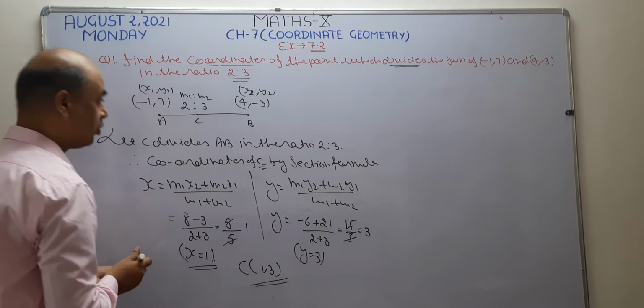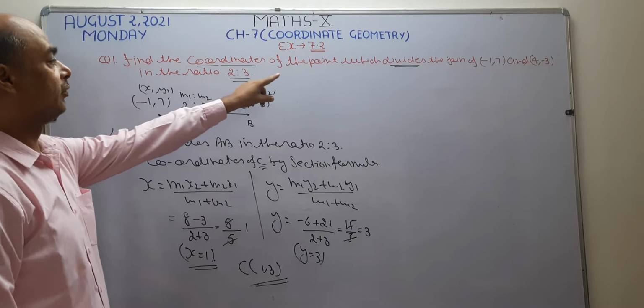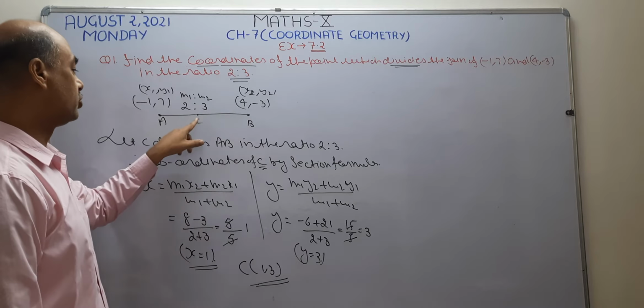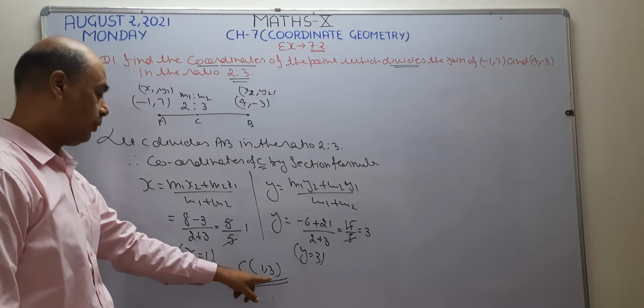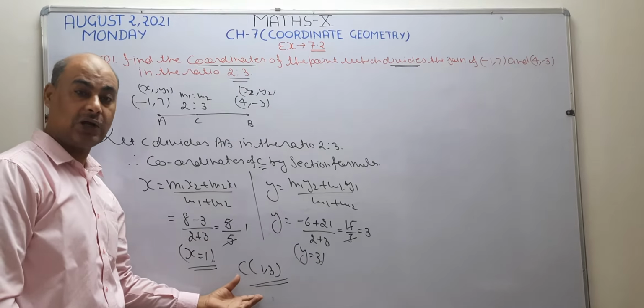In this question we are going to find the coordinates of the point which is going to divide this line segment. So C is going to divide. So the coordinates of C become 1 and 3. I hope it is clear now.